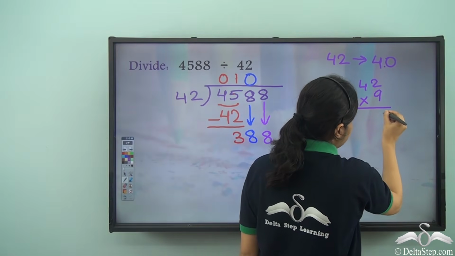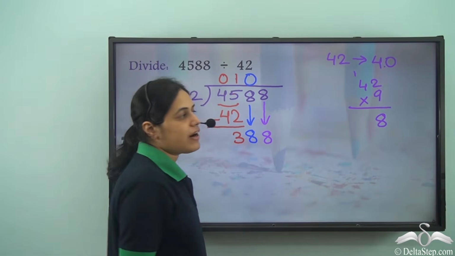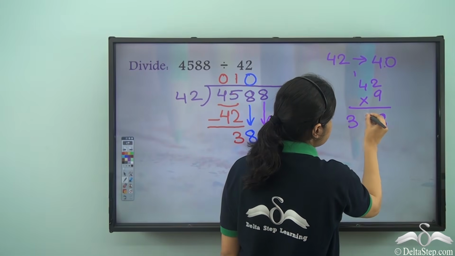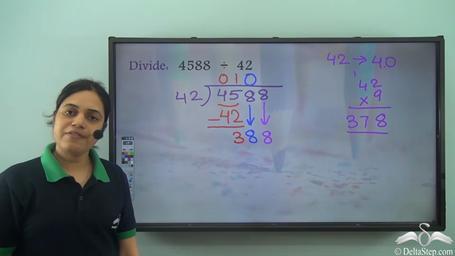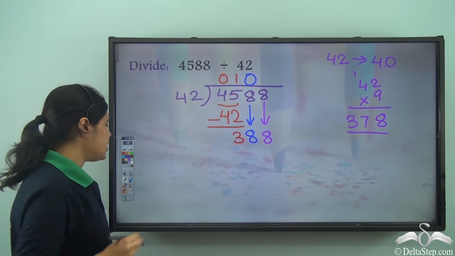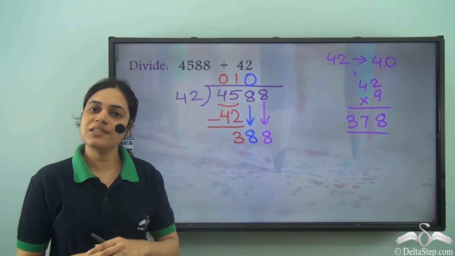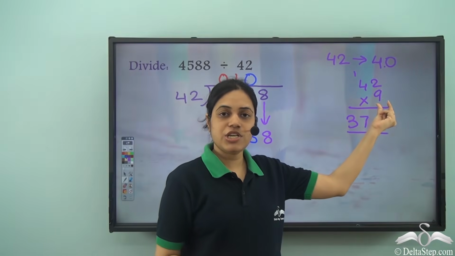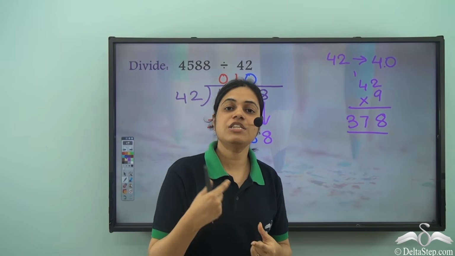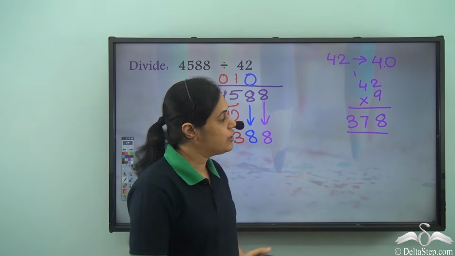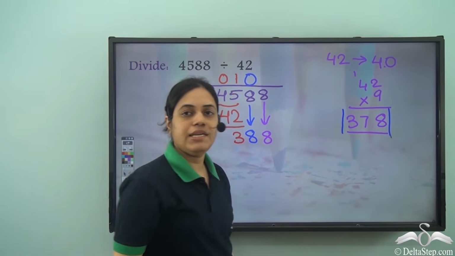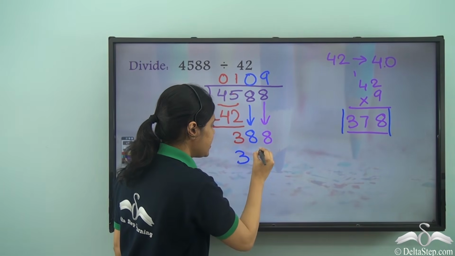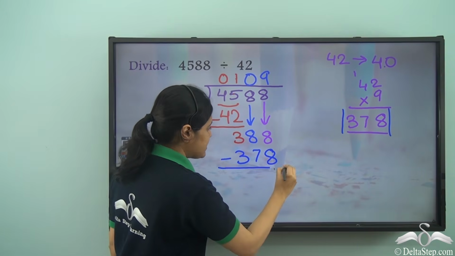Now 9 into 2 is 18. So I have 8 here and 1 carry. 9 into 4 is 36. 36 plus 1 is 37. So I have 378. Now 378 is less than 388. So normally I would check the next digit after 9, but there is no one digit number greater than 9. So I take 9. I write 9 here, and 9 into 42 is 378. We have already found it. I subtract it.